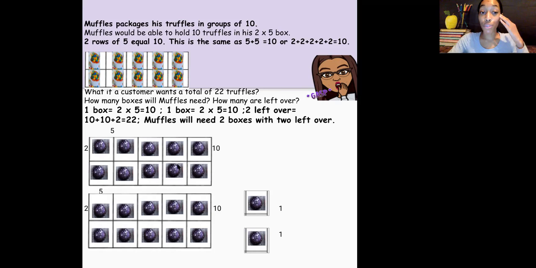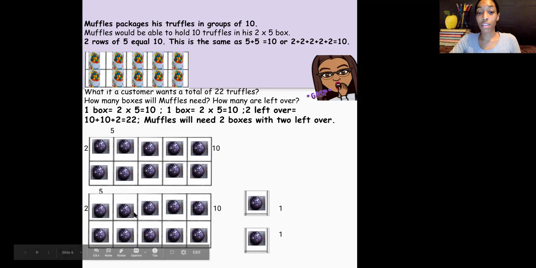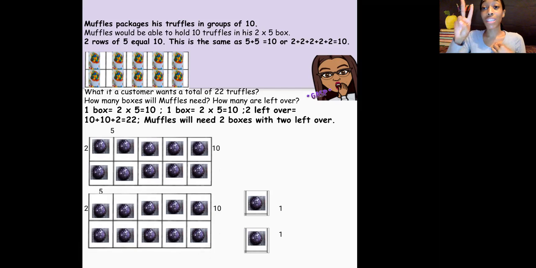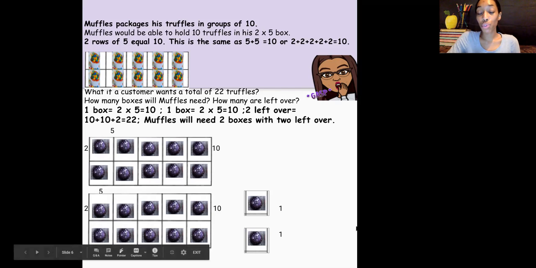I'll go through those steps again. I know that I'm using the 2 by 5 box or array. In my 2 by 5, 2 rows of 5, I know that gives me 10. One box is one group of 10. Another box gave me another group of 10. Two tens being the same as 20, I only need two single truffles to get to 22. These are two arrays that show 10 with two singles left over, a remainder of 2.